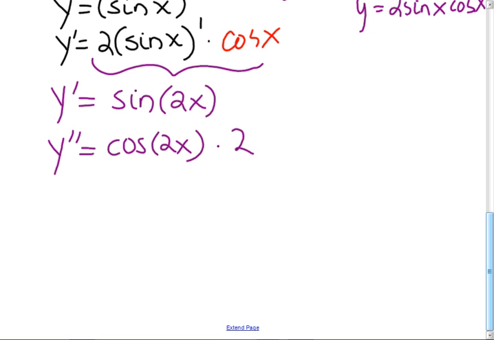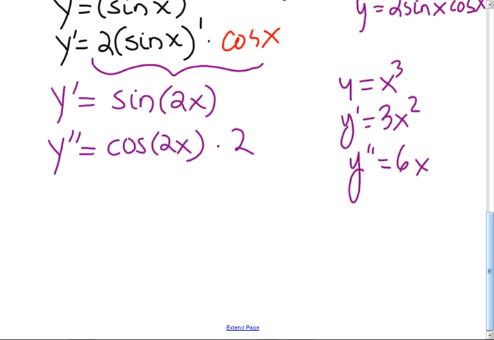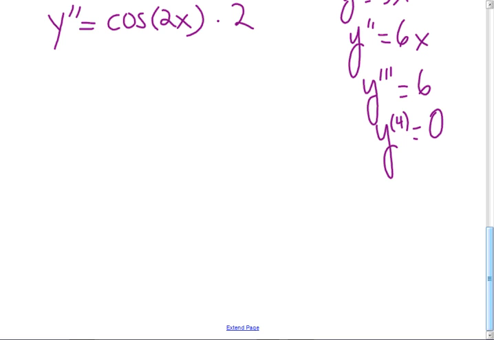But what if I have y equals x cubed? Well, if I keep taking the derivative, will I eventually run out? Will I eventually get to 0? My triple prime is 6, and the 4th derivative, which we write like that, would be 0. So the powers run out. Right. The trig ones usually don't.